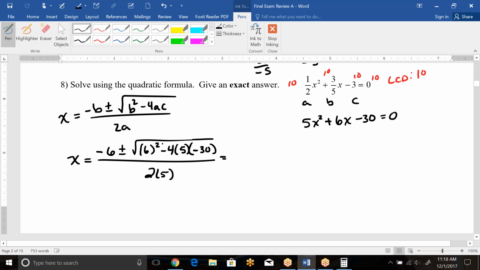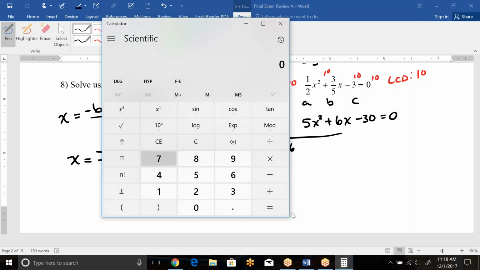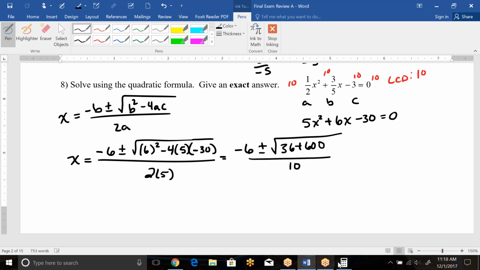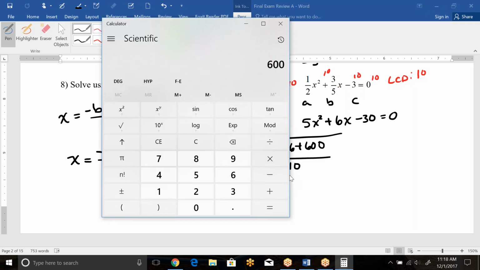Okay, so let's work this out. You usually do order of operations, so we're going to start inside. 6 times 6 is 36. This would be negative 20 times negative 30, which is going to be a positive since they're both negatives, so that's 600, all over 10, because 2 times 5. So the question is, I'm going to add that 36 to that.